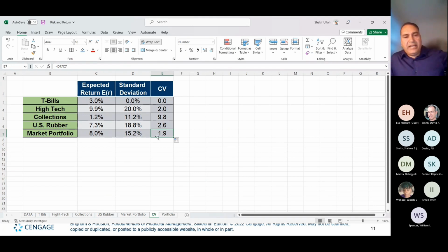Now, based on this discussion, which asset would you invest in? The market portfolio, because the risk compared to the return is the smallest amongst all of these. So it's a wise idea to invest in the market portfolio. And that is one of the reasons that investment advisors and everyone out there in the market would be talking about your portfolio.